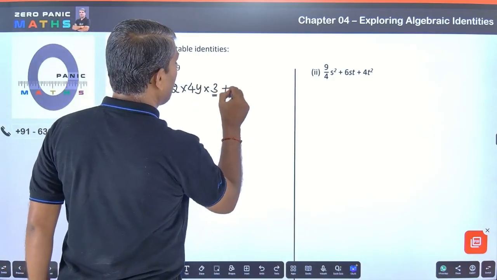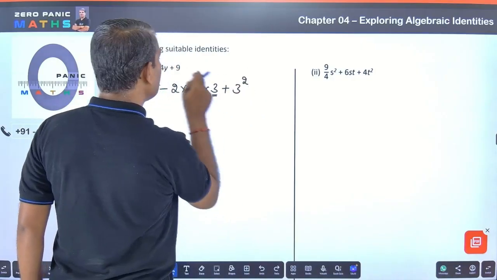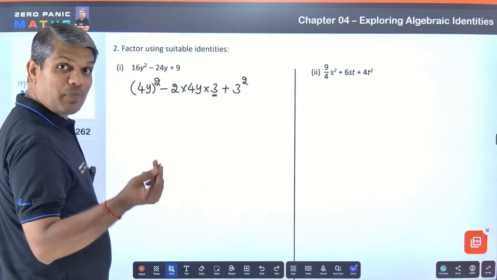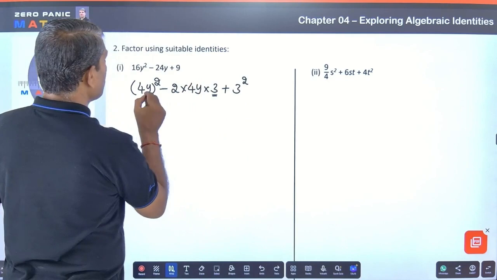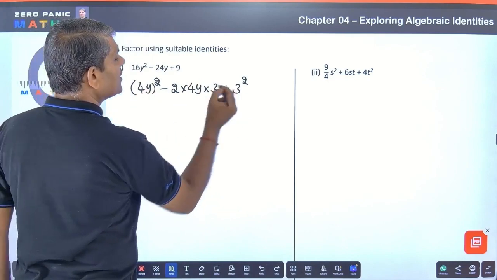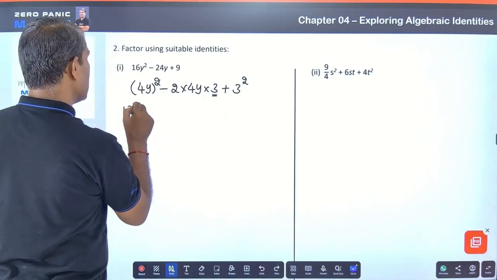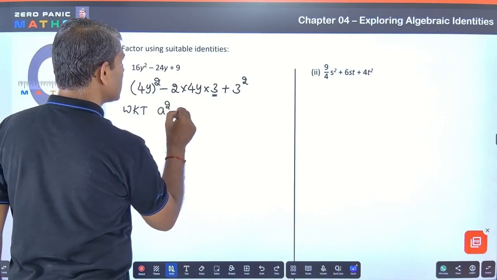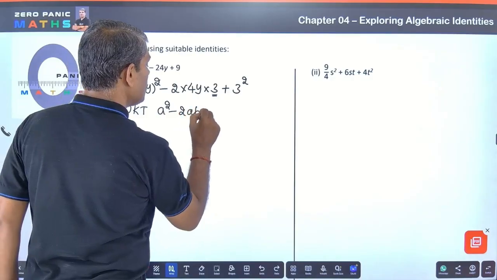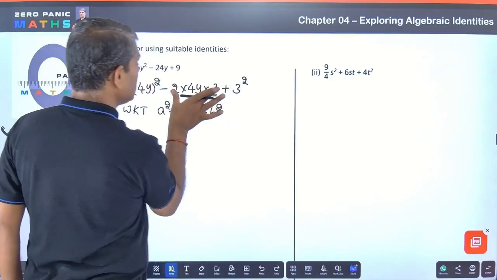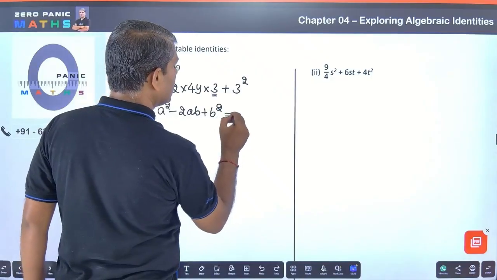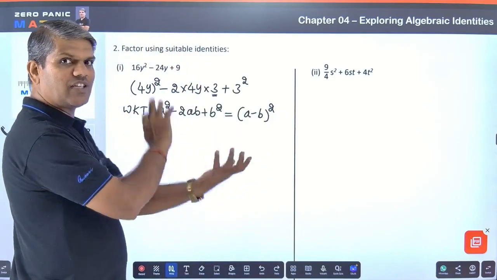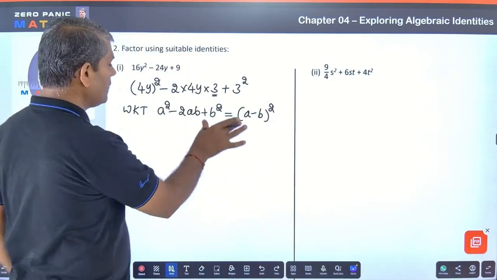So I can blindly write this as 3 square, and that will definitely match the last term, that is b square now for us. So here 4y is a and 3 is b. You can write that. We know the expanded version, a square minus 2ab plus b square, because it is now in this form. We know that this is equal to a minus b whole square. I've just written the swapped version of the given identity.